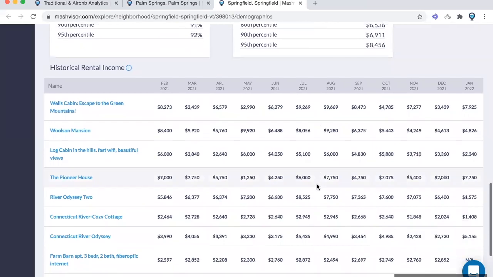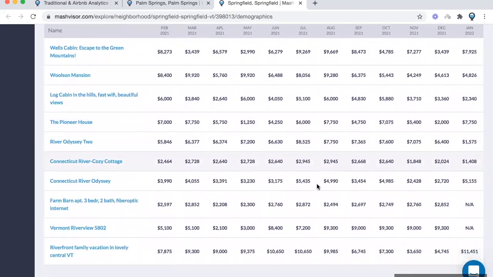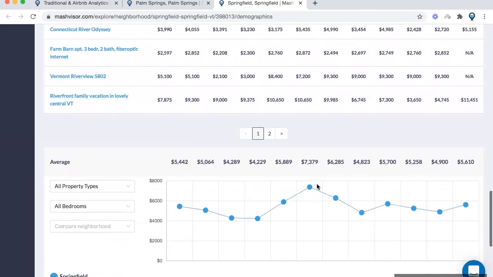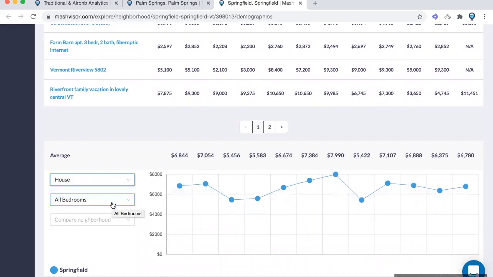You have all the Airbnbs in the area and their monthly incomes in the last 12 months. Great. Love that. And the average for all of those properties. The idea is I want to see the average for single family homes. I can filter for that, or even the number of bedrooms too.